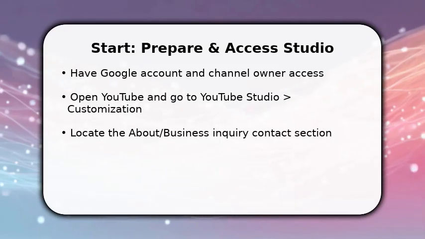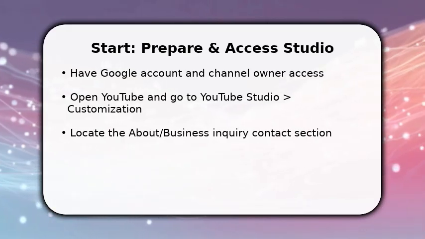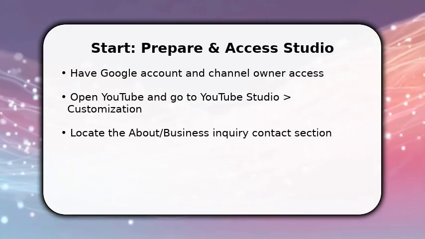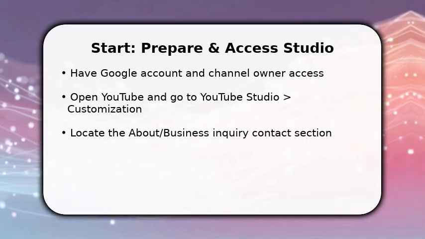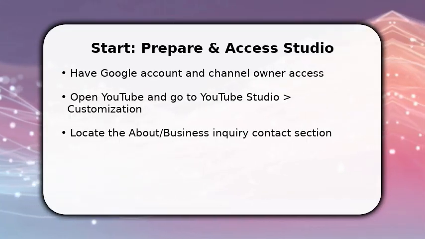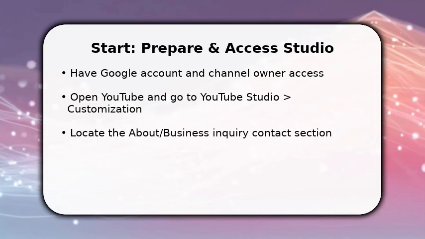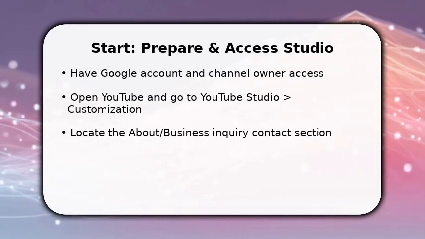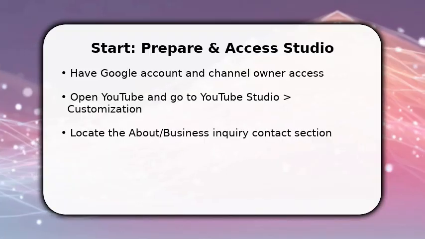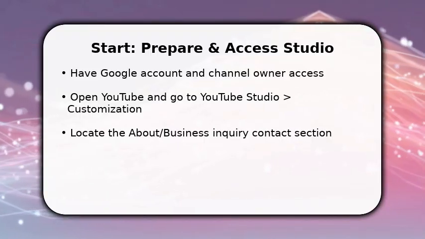You're ready to begin. Sign into the Google account that owns the channel, then open YouTube Studio. Once there, navigate to Customization and click the About tab. This is where contact details live. Make sure you have channel owner or manager permissions. Without them, you can't edit public contact fields.